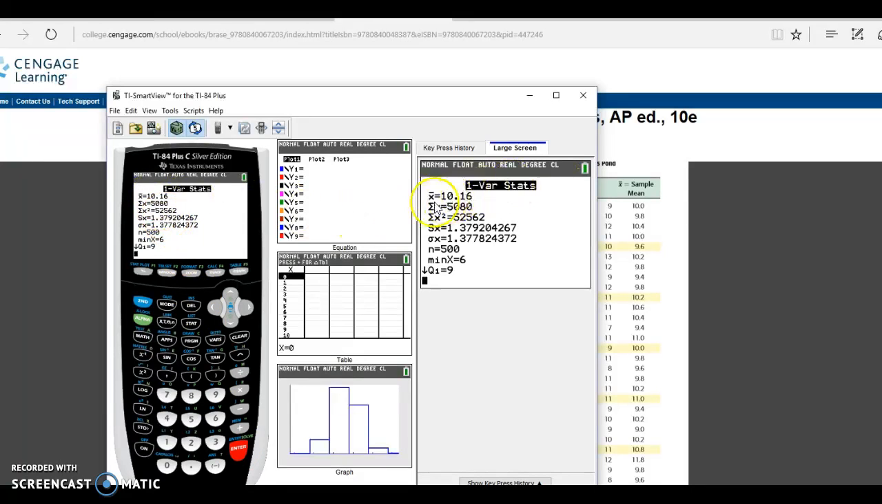So for raw trout, we have a mean of 10.16, and we have a sample standard deviation. Well, they're both very close because this is a lot of data. It's 500 fish, so 1.37 is the standard deviation.